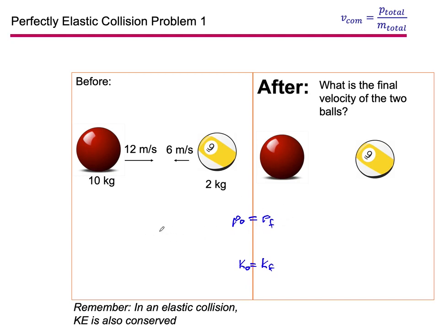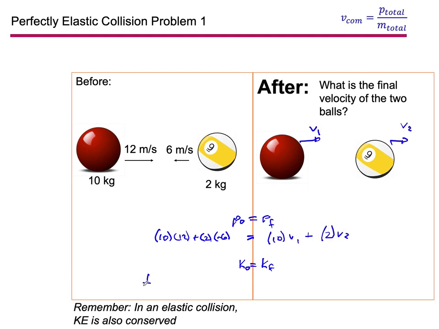So we can easily write this: mass 10 times velocity 12 plus mass 2 times velocity negative 6. Remember, momentum is a vector quantity. You have to consider it. And then the final velocities of these two, let's call this one v1 and this one v2. I'm going to assume they're going this way. If I guess wrong on these, it just gives me a negative answer when I solve the simultaneous equations. Equals 10 times v1 plus 2 times v2.